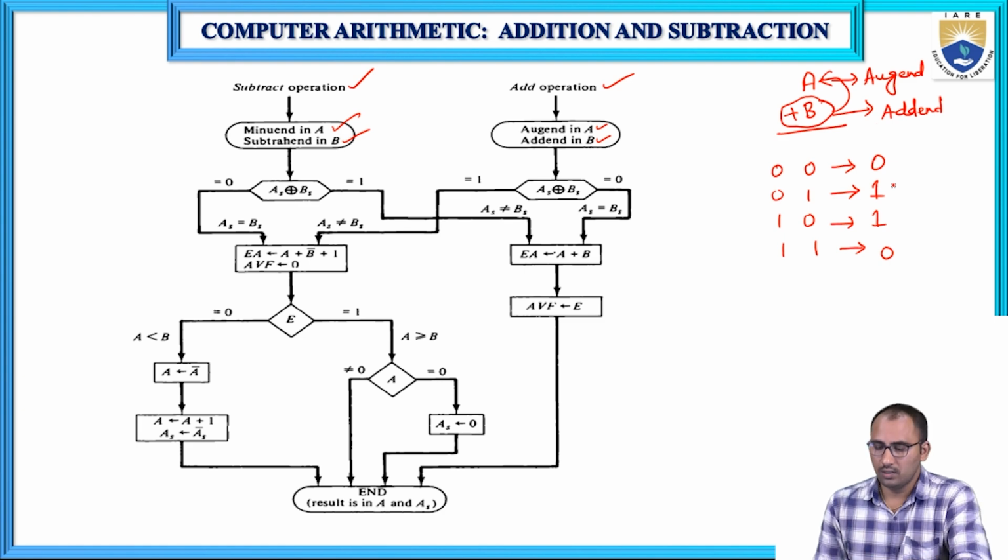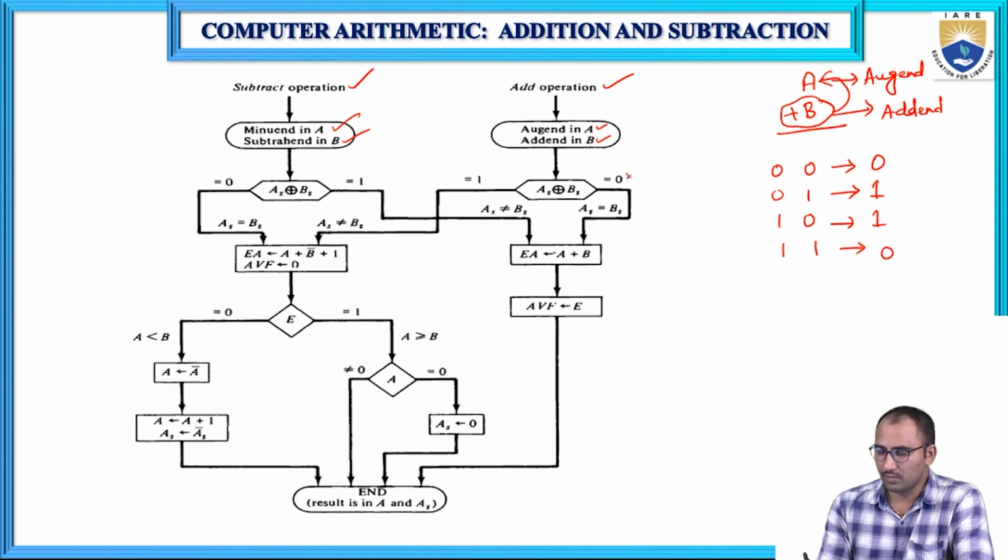So see here, if the signs are the same, the output of the XOR logic gate is 0. Here, AS XOR BS. That means in AS we store the sign of the A register, and in BS we store the sign of the B register. Between these two sign bits we perform this XOR operation. Suppose you have plus A and plus B.